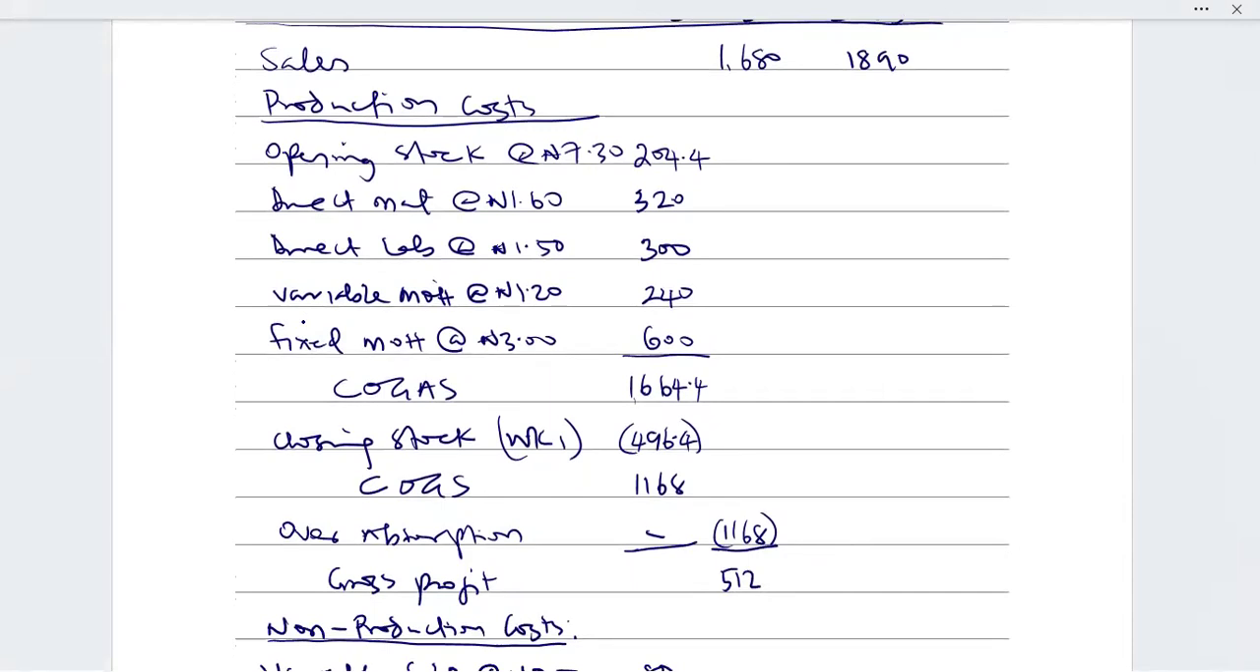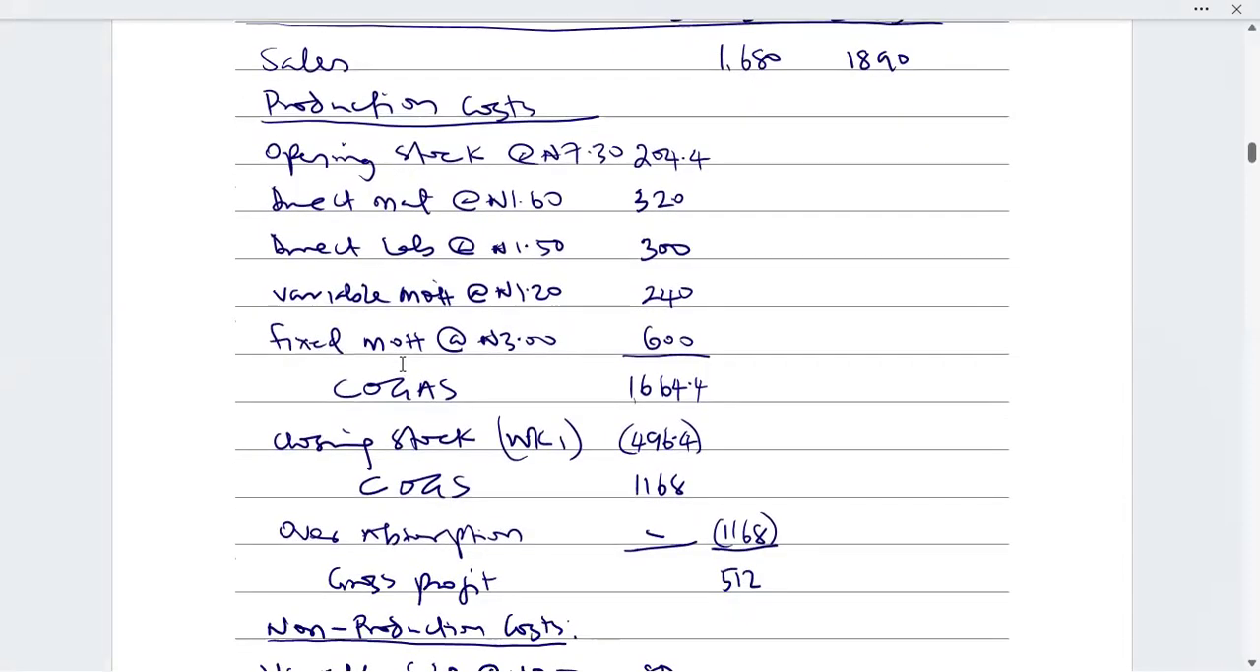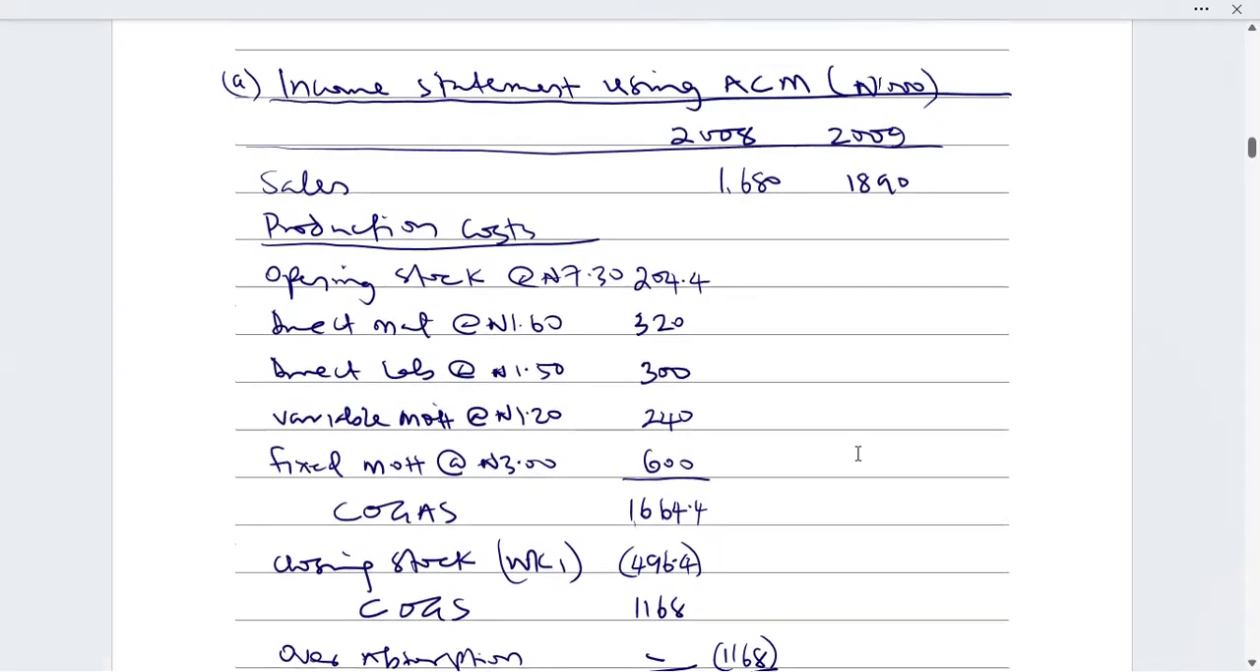So I will then go to production cost in 2009. The closing stock in 2008 of 496.4 will become opening stock in 2009. So let me shift this one to the front. 1890.